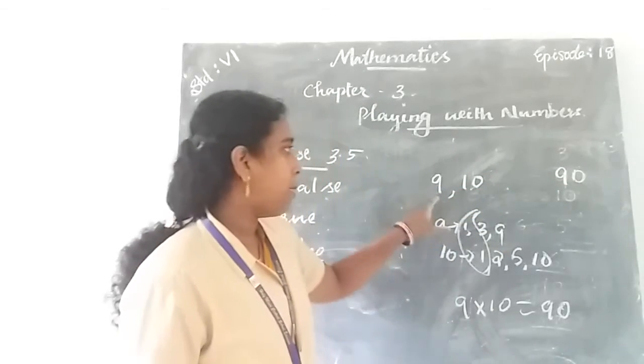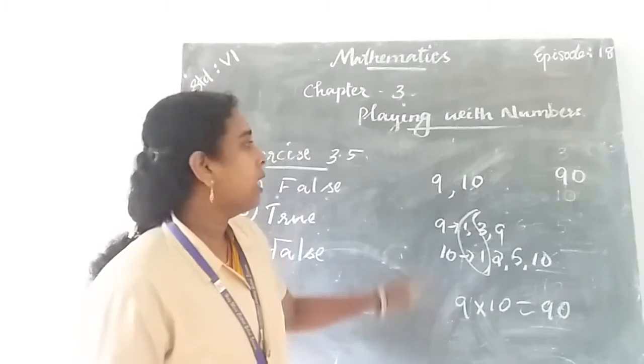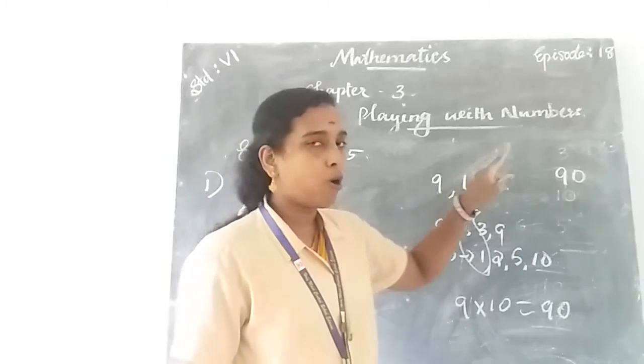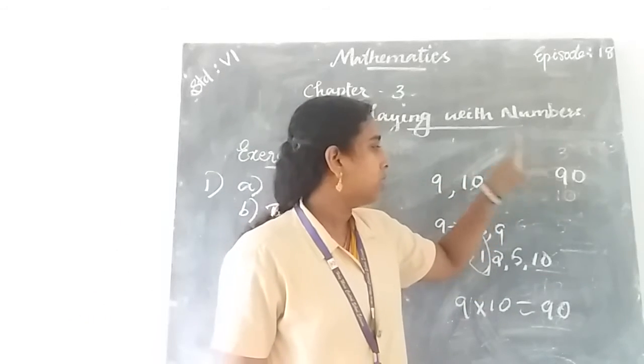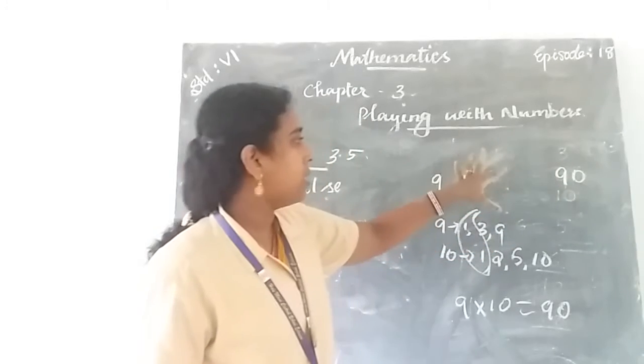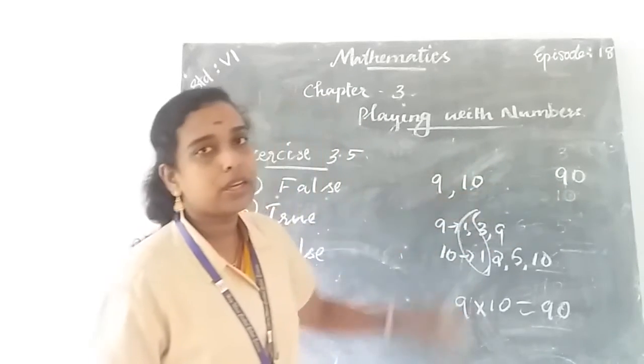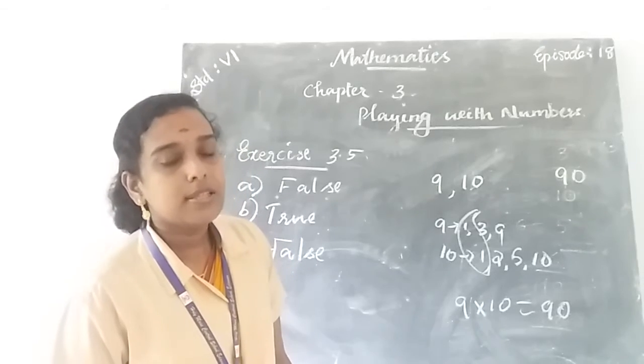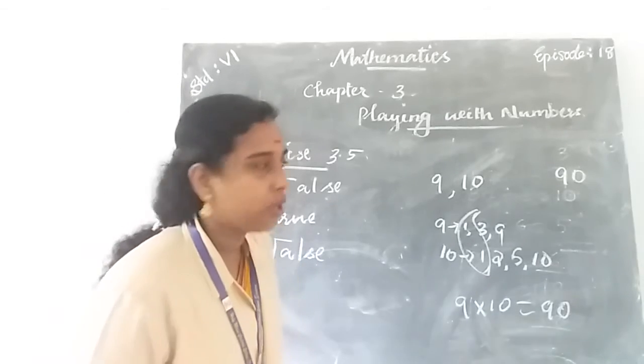So the product of the two co-prime numbers is 90, and the number is also divisible by the product of the co-prime numbers. So the statement is true. Okay.